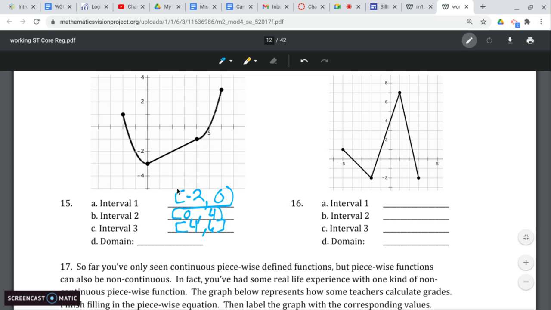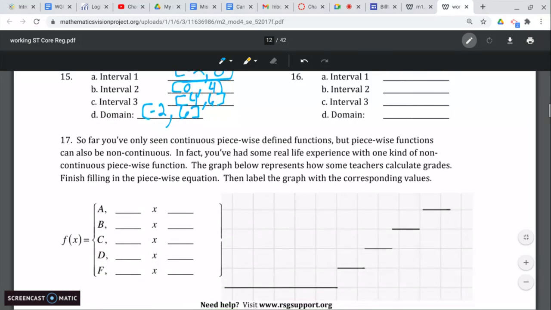So now we look at the domain. We look at the very first value for interval 1, which was negative 2. We look at the very last value in interval 3, which was 6. So our domain is negative 2, 6. So we're just breaking it down into smaller parts to then find the overall domain.